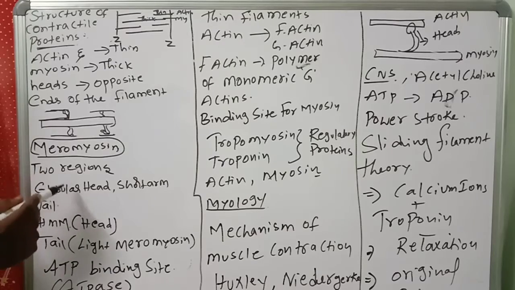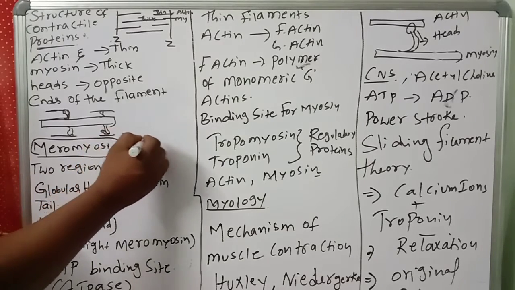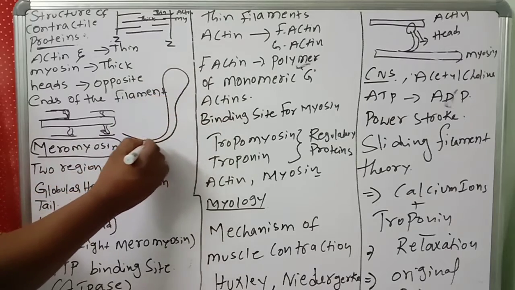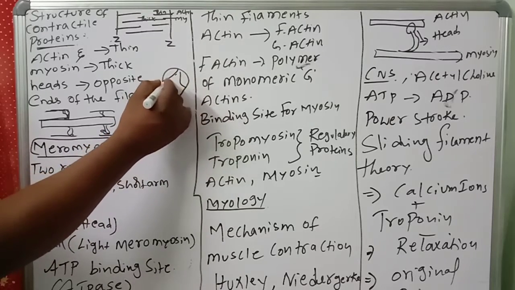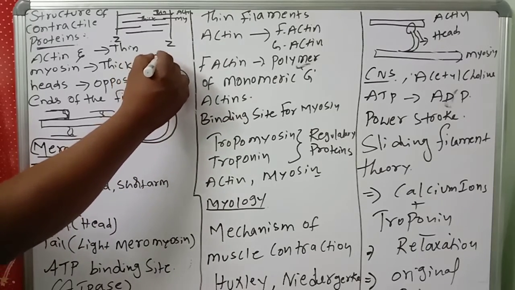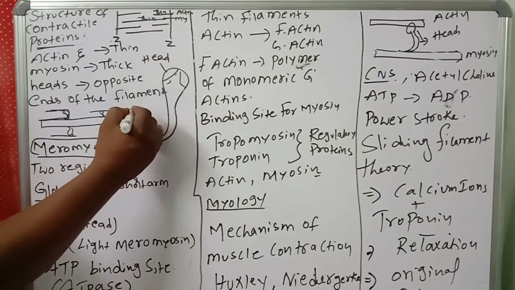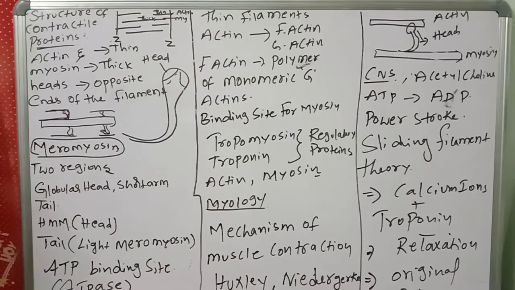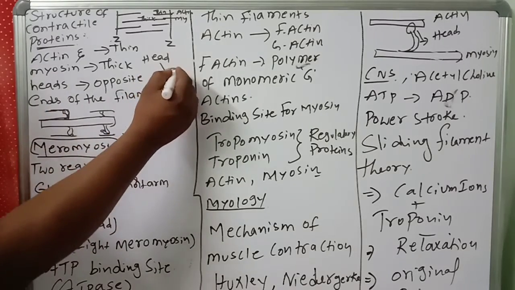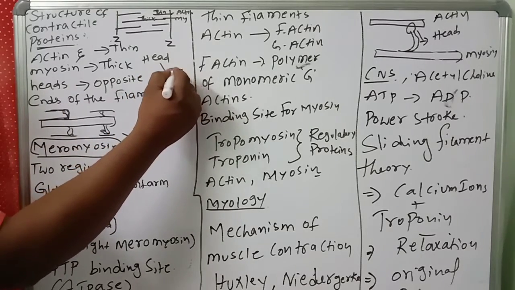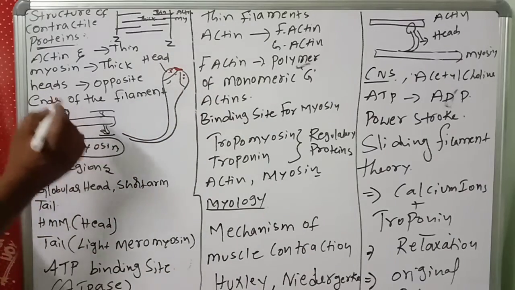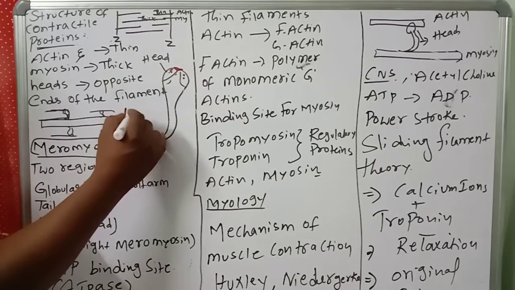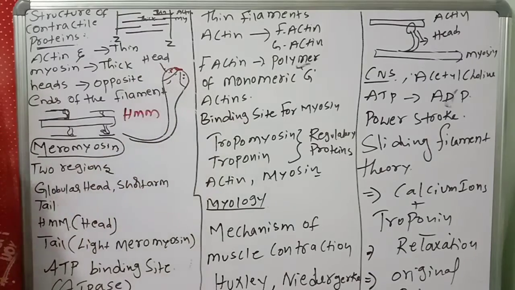There are two regions in the meromyosin. See, now I am drawing a meromyosin. This particular part is the head region. The head region we can consider as heavy meromyosin. This head region is the ATPase enzyme, which is helpful for binding, the actin binding site. This is heavy meromyosin, the head.